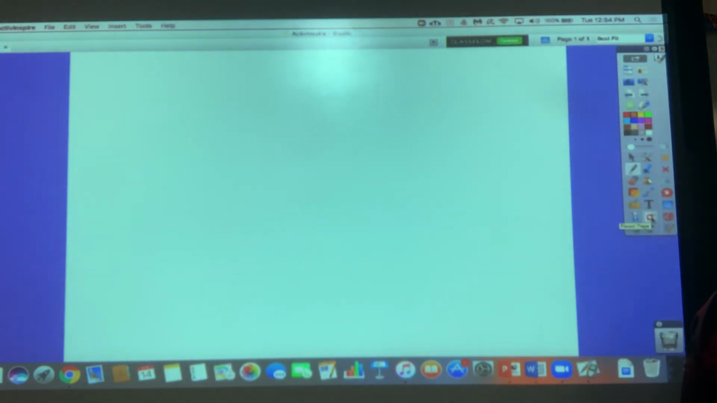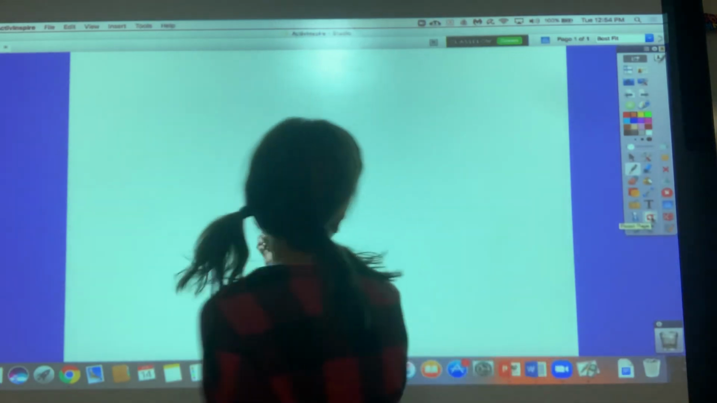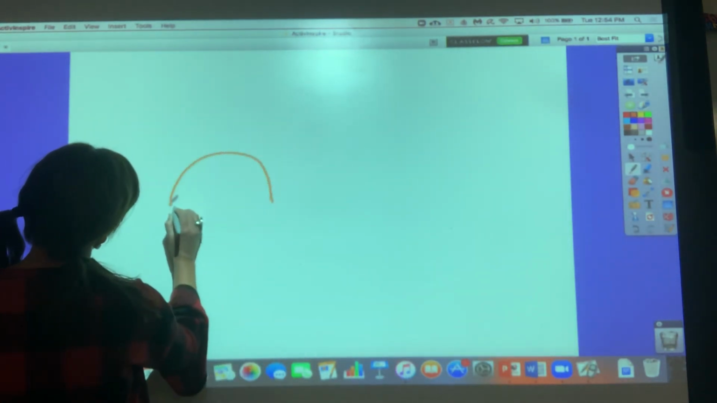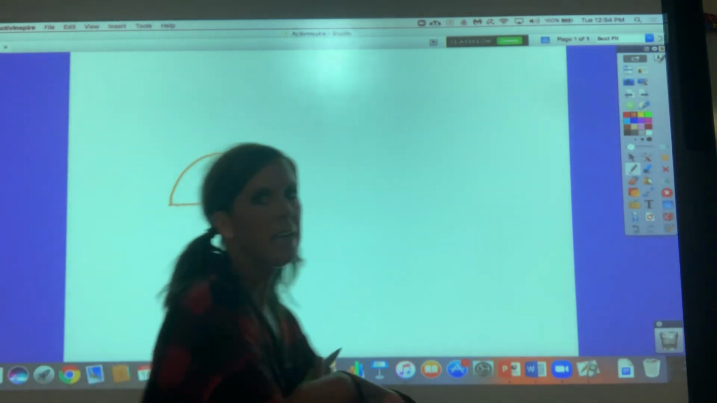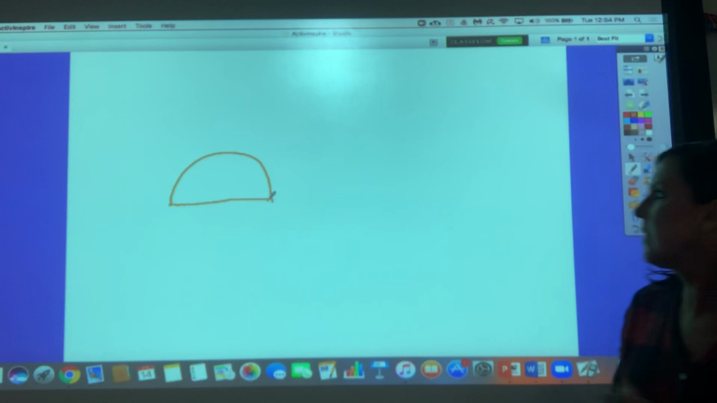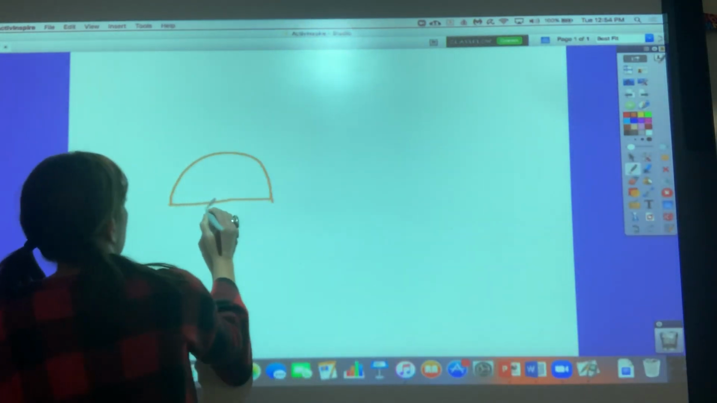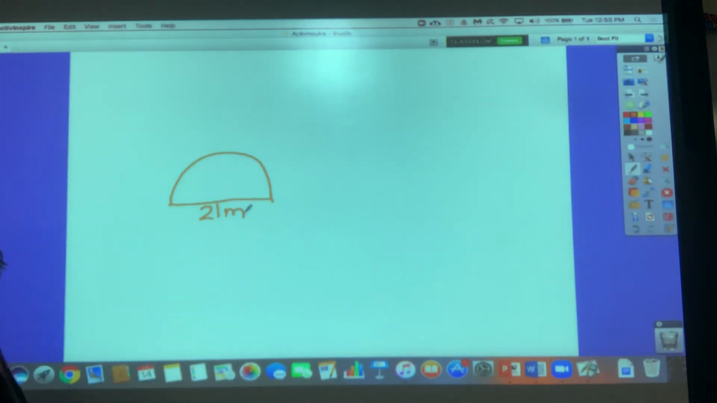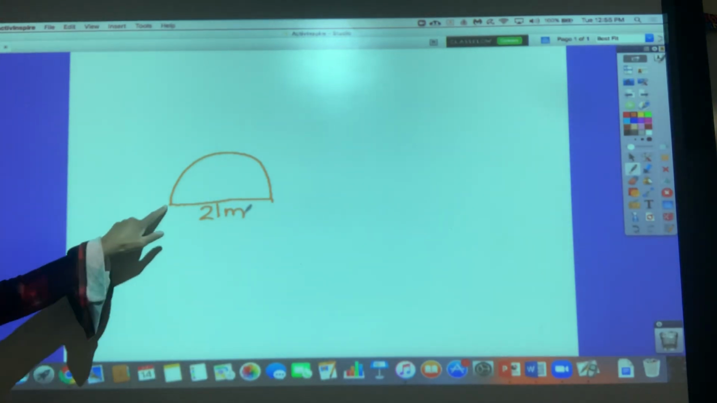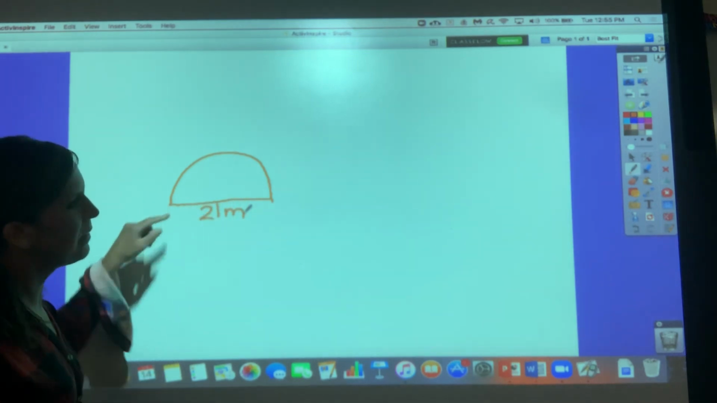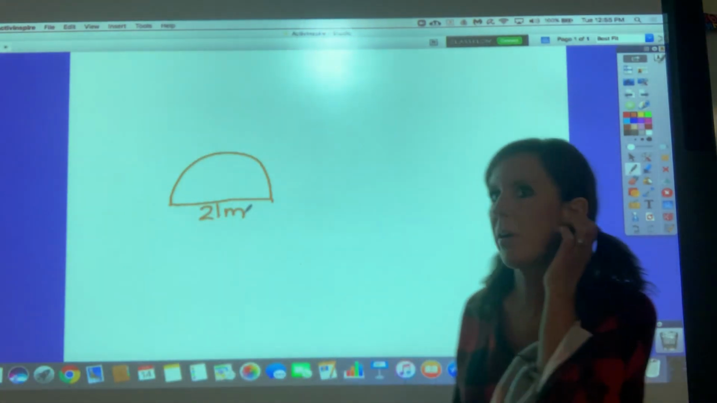Okay, parts of a circle. So let's see what would happen with that. So let's say that we have this. Okay, and hopefully you remember from the other day that this is a semicircle, okay, which is half a circle. So let's say that our semicircle has this part is 21 meters. Okay, 21 meters. And we notice that if this were a whole circle, that would be the diameter.